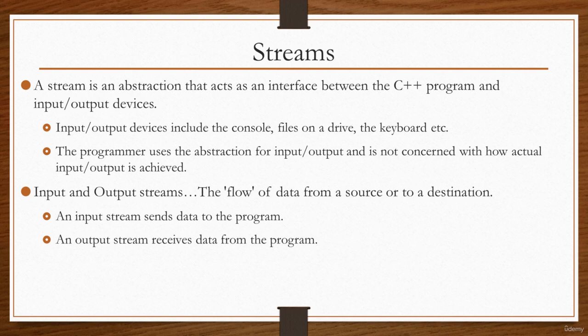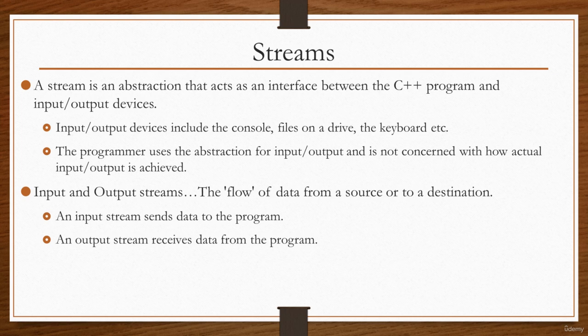Input-output devices include the console. As we've seen, we can output using cout, we can output to the console. Cout is an object. Similarly, cin is an object. Other devices, physical devices, may include a drive. So you have a file on a drive, for example. The keyboard as well. We've seen that already with cin, with console input.